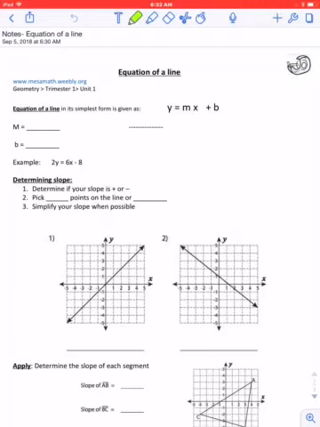Okay, so I'm sure for some of you this will be very fresh, right? But for some of you, you'll also need to have a little look at this and then learn to apply it tomorrow. So we're going to look at the equation of a line.